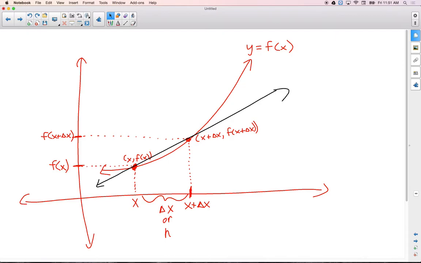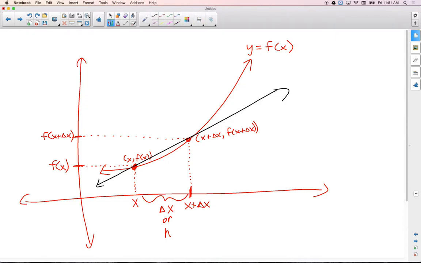I mean, that's what a slope is. That's what the slope of a line is. It's an average rate of change. And it's calculating the average rate of change over this interval from x to x plus delta x. No different than from a to b. What we just did a minute ago, what we did in 9th grade.